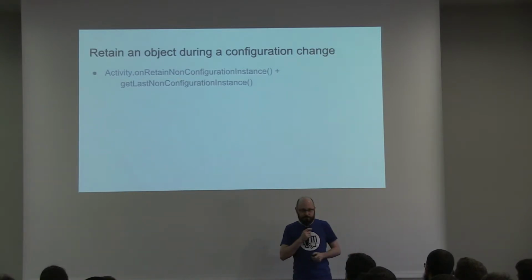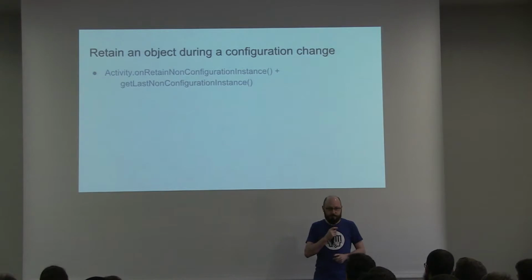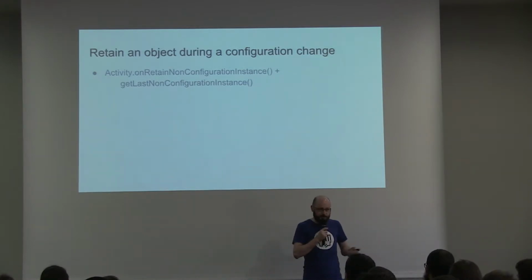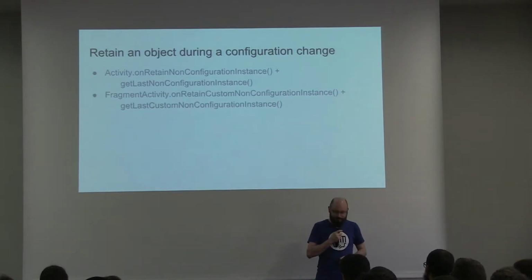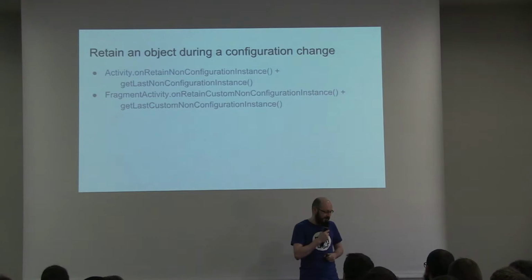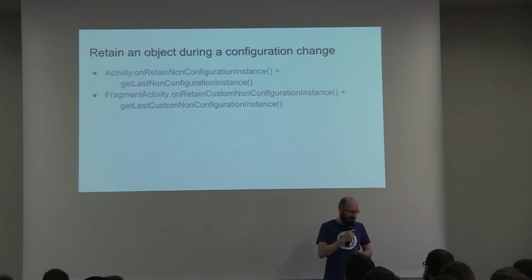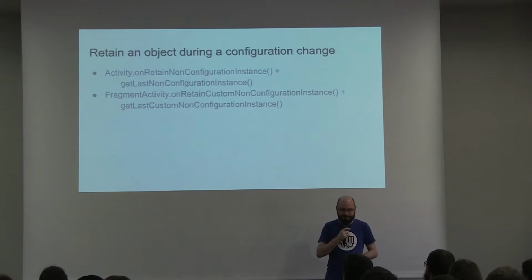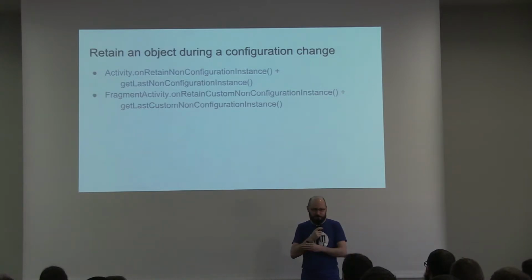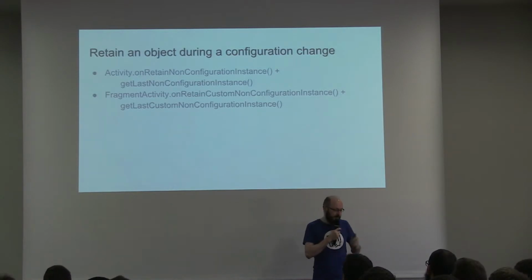I guess many of you are using AppCompat or the support library and not activity directly. And you might have noticed that you can't use this method there. But of course, they added something to the name, and now it's even better. You get onRetainCustomNonConfigurationInstance, and consequently getLastCustomNonConfigurationInstance. Basically it does the same just for FragmentActivity and subclasses like AppCompatActivity.